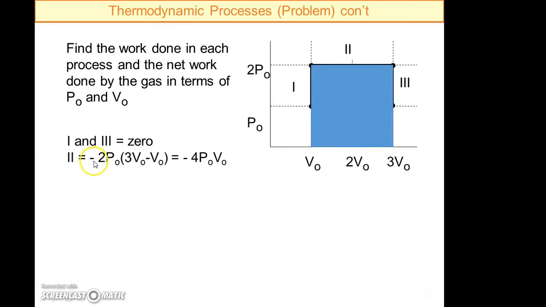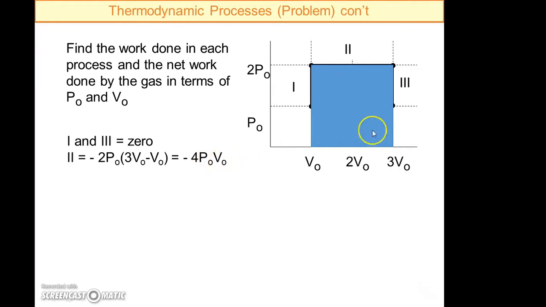So if we plug that into our equation, remember, we don't forget the negative. So we've got our 2 PO times our final minus our initial volume, which is a positive volume change. It's an expansion. You should get a negative 4 PO VO.